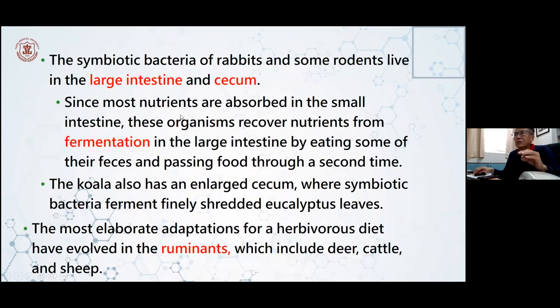So the herbivores take in plants, so they need to digest the plants well and digest the cellulose. So evolution created a special way for the herbivores, called the ruminants. Ruminants include the deer, the cattle, and the sheep.